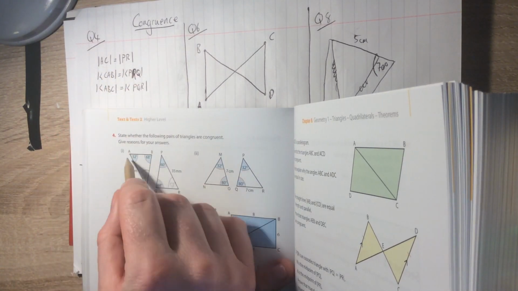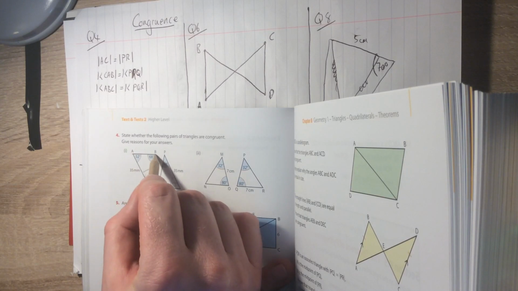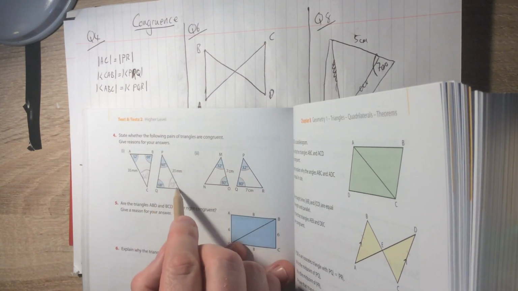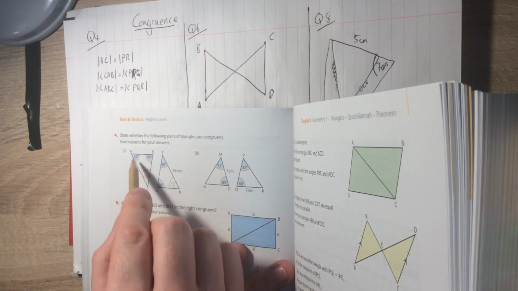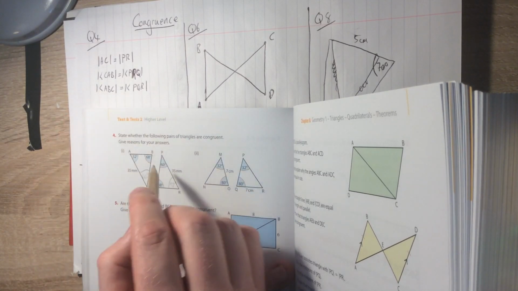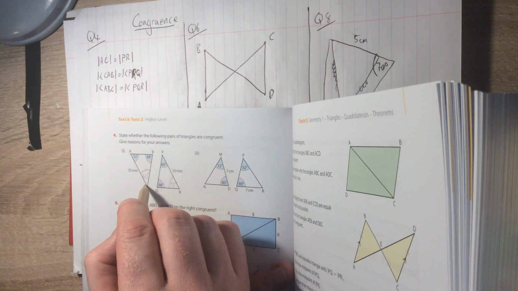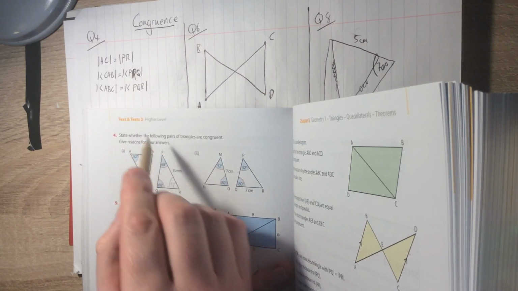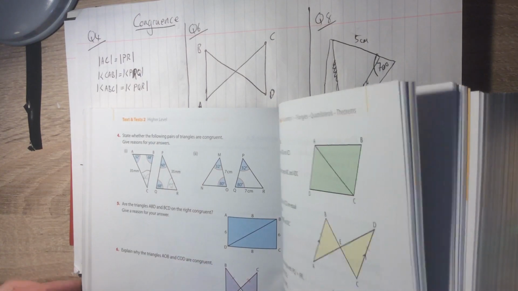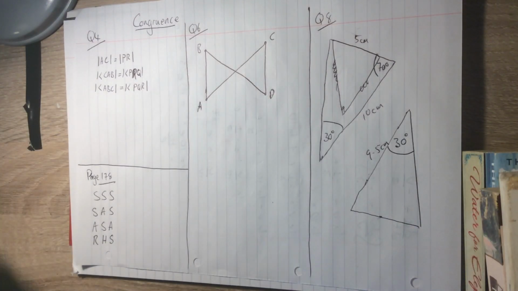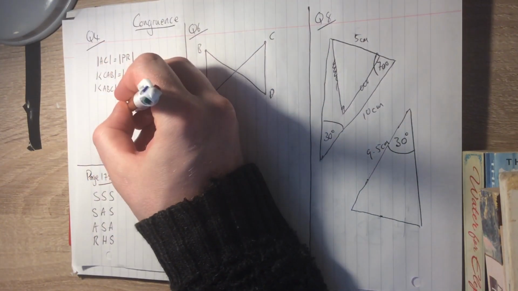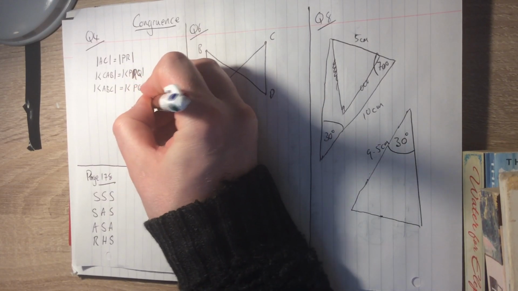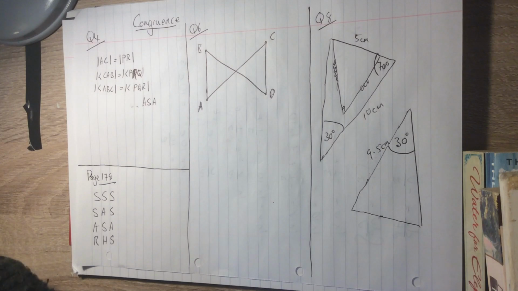Then you'll say the angle CAB is the same size as the angle PRQ, because they're both 52. And lastly, you'll say the angle ABC, 68 degrees, is the same as the angle PQR, also 68 degrees. So these, yes, they are congruent, and that is by the angle, side, angle condition for congruence.